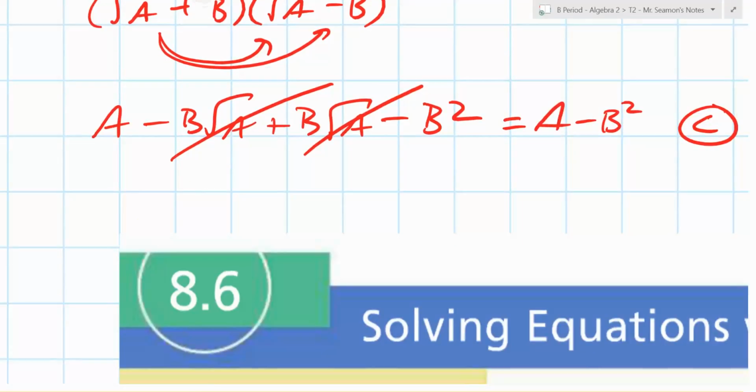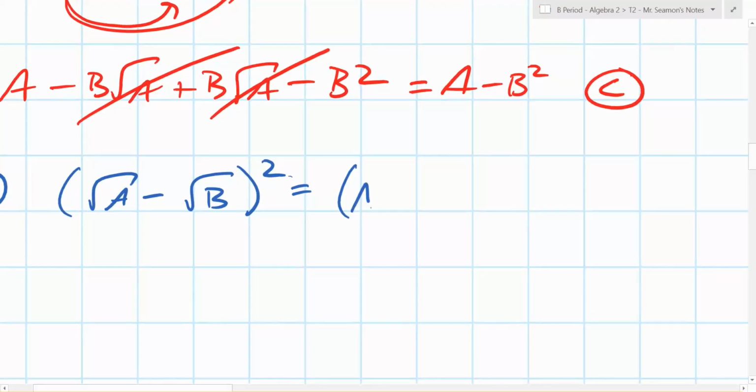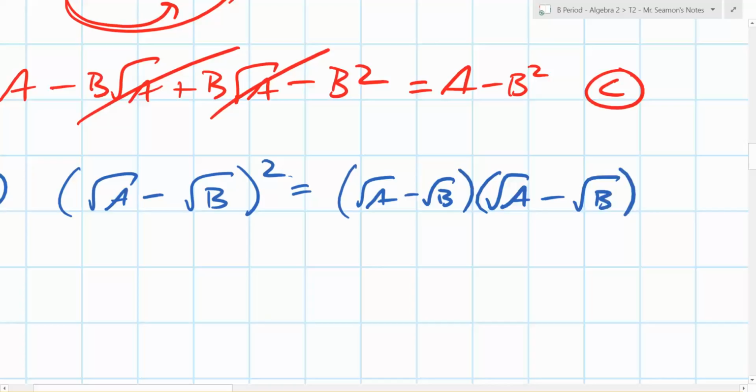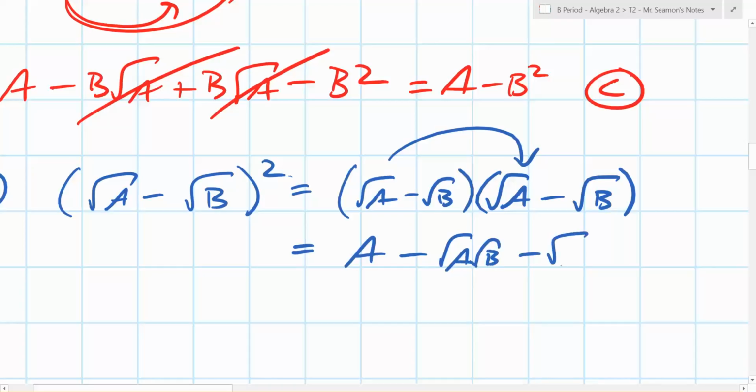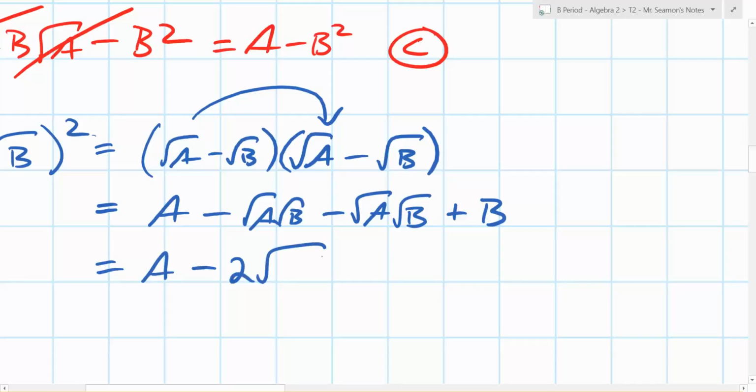We'll do one more. Square mean. What does squaring mean? You do it twice. Multiply it by itself, yep, do it twice. So this is going to be the square root of a minus the square root of b times the square root of a minus the square root of b. So that's going to be a minus root a root b, right? Minus root a times root b, right? Isn't that the same as root ab? It is. And then it's plus what? B. Plus b. So what do you end up with here? A minus 2 root ab plus b. So which one is that? I think it's D.